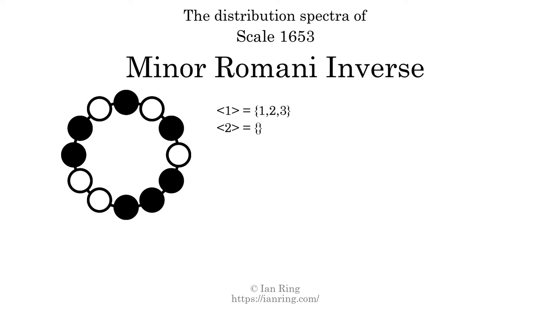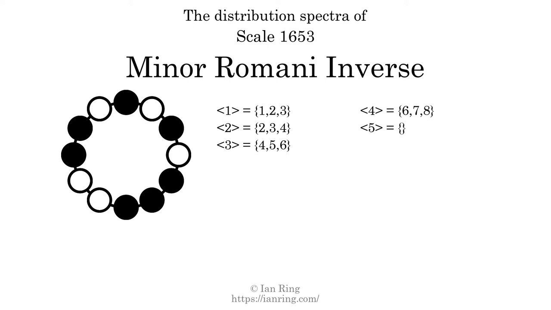The generic interval of two scale steps comes in three different specific interval sizes. 2 semitones, 3 semitones, and 4 semitones. The spectrum width of this generic interval is 2. The generic interval of three scale steps comes in three different specific interval sizes. 4 semitones, 5 semitones, and 6 semitones. The spectrum width of this generic interval is 2. The generic interval of 4 scale steps comes in 3 different specific interval sizes. 6 semitones, 7 semitones, and 8 semitones. The spectrum width of this generic interval is 2.